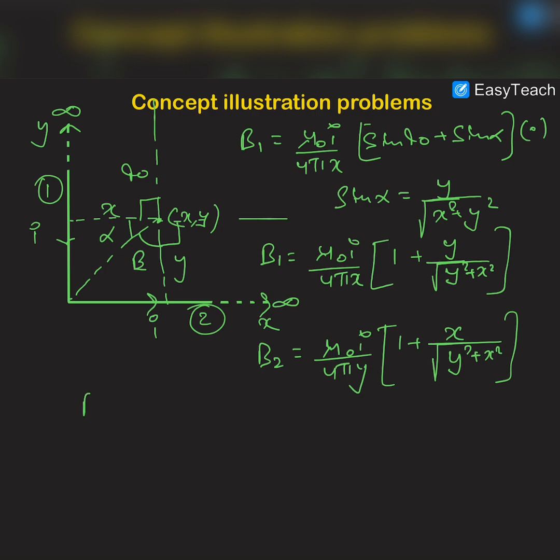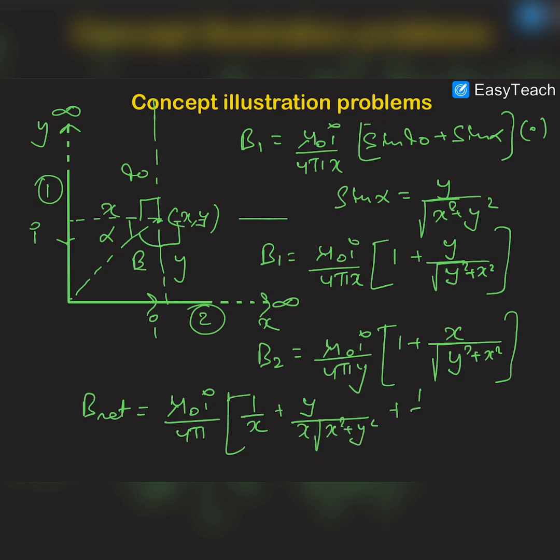So the net magnetic field will be B1 plus B2. So it would be mu naught I by 4 pi, and this is 1 by x plus y by x under root x square plus y square, plus 1 by y plus x by y under root of y square plus x square. So this is the net magnetic field due to this system at point P. Now let us move on to the next question.